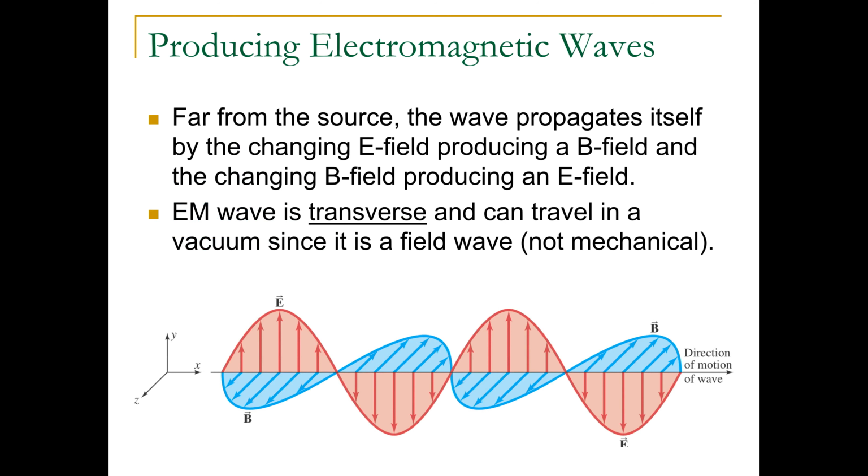These changing electric and magnetic fields propagate through space as an electromagnetic wave. So this could be a radio wave, light wave, X-ray, etc., depending on the frequency. EM waves are transverse waves, as these oscillations are perpendicular to the direction of travel. Here in the diagram, the electric field oscillates in the Y direction, the magnetic field oscillates in the Z direction, and the wave moves in the X direction, which is perpendicular to both of the fields. EM waves are also field waves. They're not mechanical waves, meaning we don't have any physical object or particles that are oscillating.